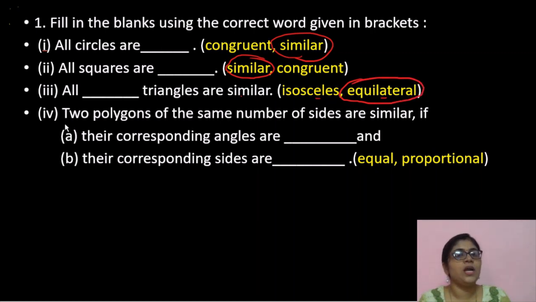Next question. Two polygons of the same number of sides are similar if their corresponding angles are dash and the corresponding sides are dash. That means their shape should be the same. If the angles are equal, then the shapes will be equal. So the corresponding angles should be equal and the corresponding sides are proportional here.